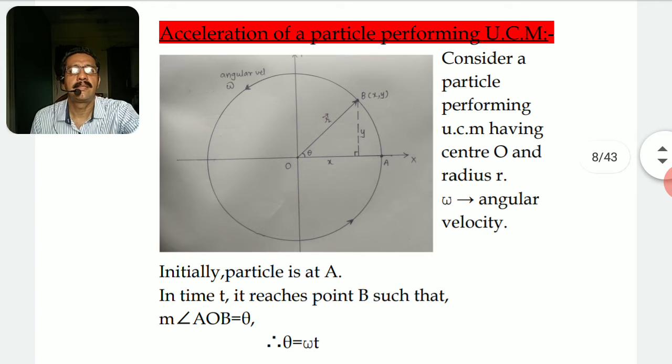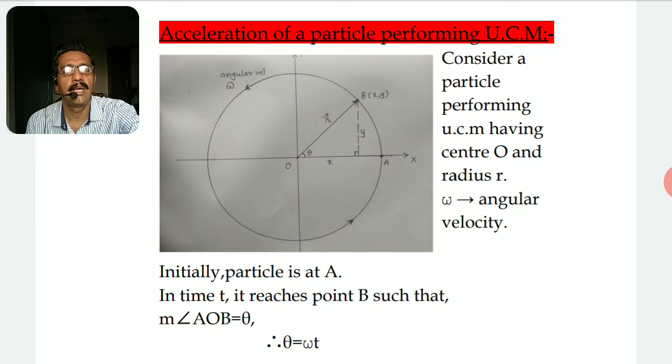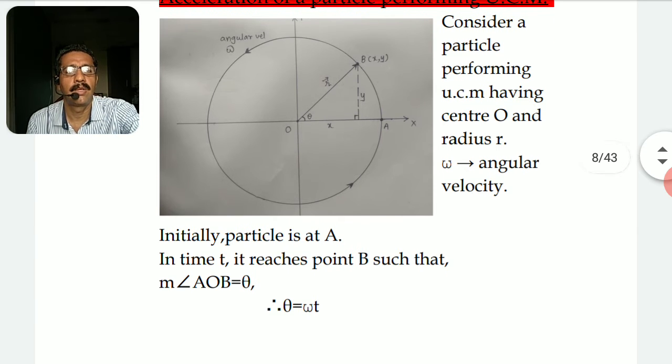Now I go for the next thing, and that is to find the acceleration of a particle performing uniform circular motion, and this is by the method of differentiation, where the diagram shows you a particle performing circular motion having center as O, radius equal to r, and omega is the angular velocity.